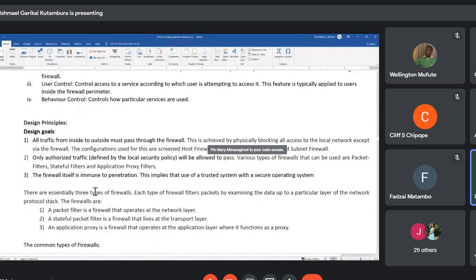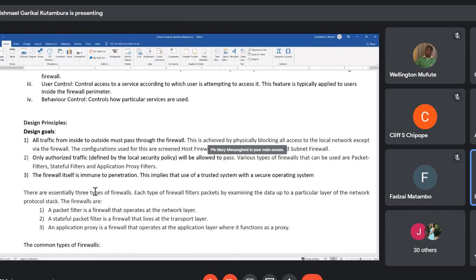Now going to the question. The design principles. Ideally, when you are designing a firewall, all traffic from inside to outside must pass through the firewall. So you should not have certain traffic that is bypassing the firewall. All the traffic should pass through the firewall. This is achieved by physically blocking all access to the local network except through the firewall only. Then the second design principle is that only authorized traffic will be allowed to pass. The one that is not authorized is not allowed to pass.